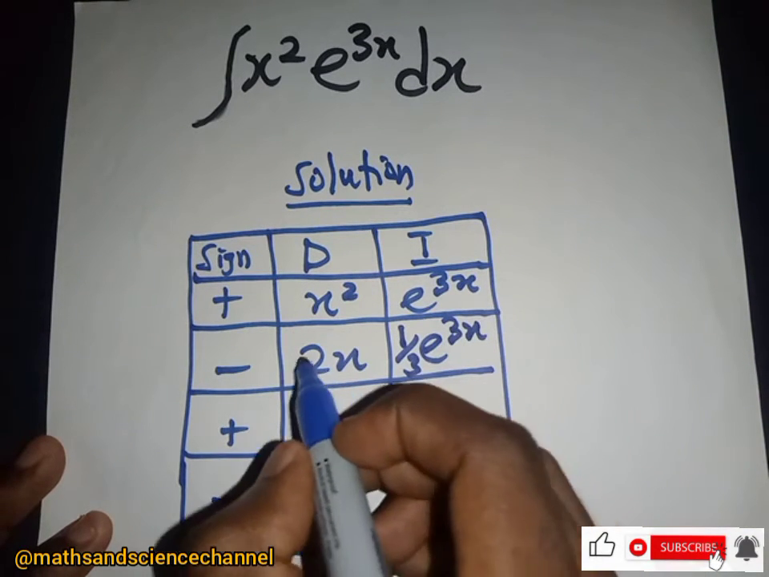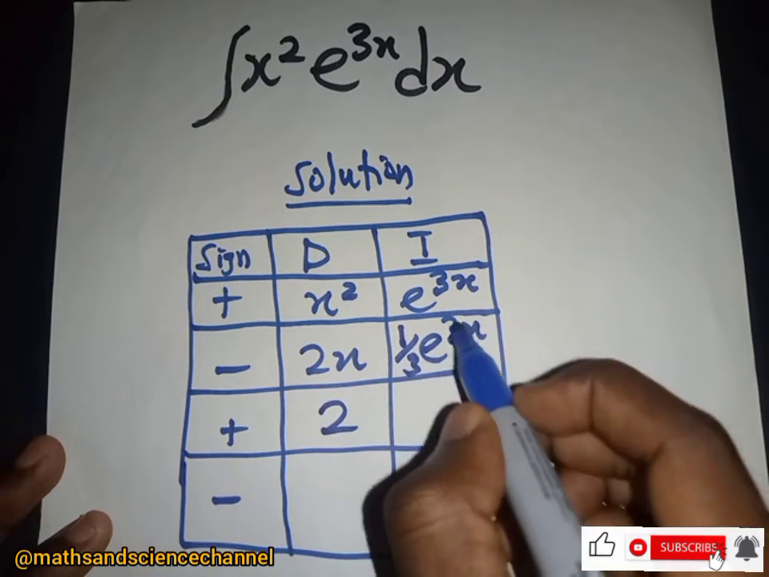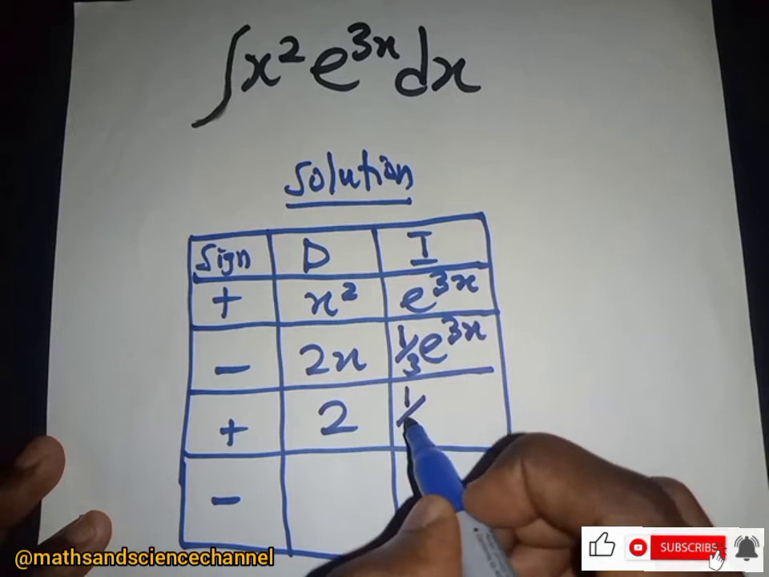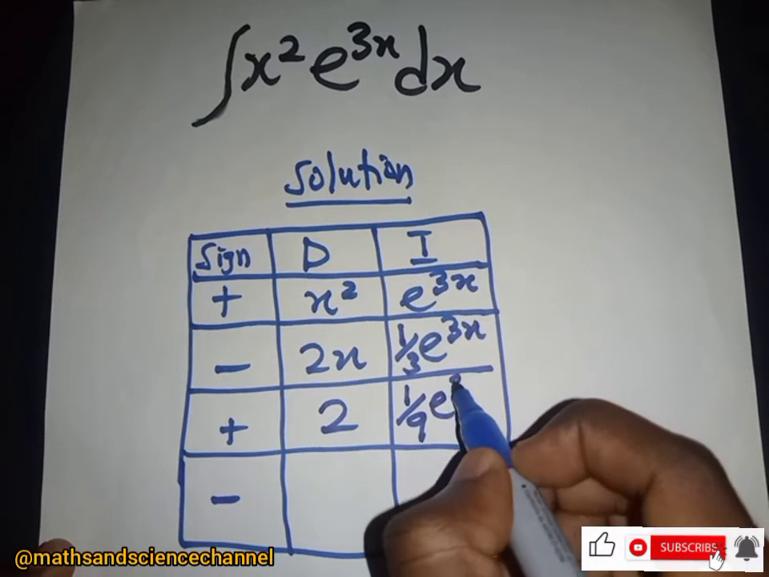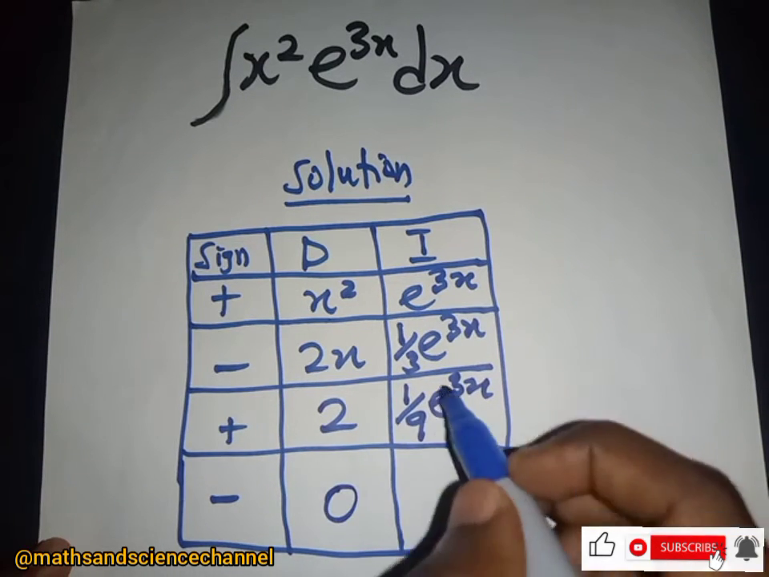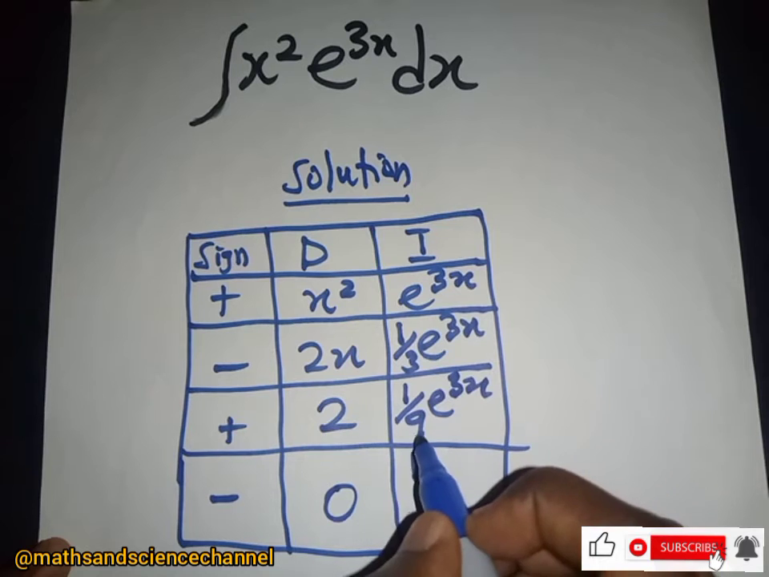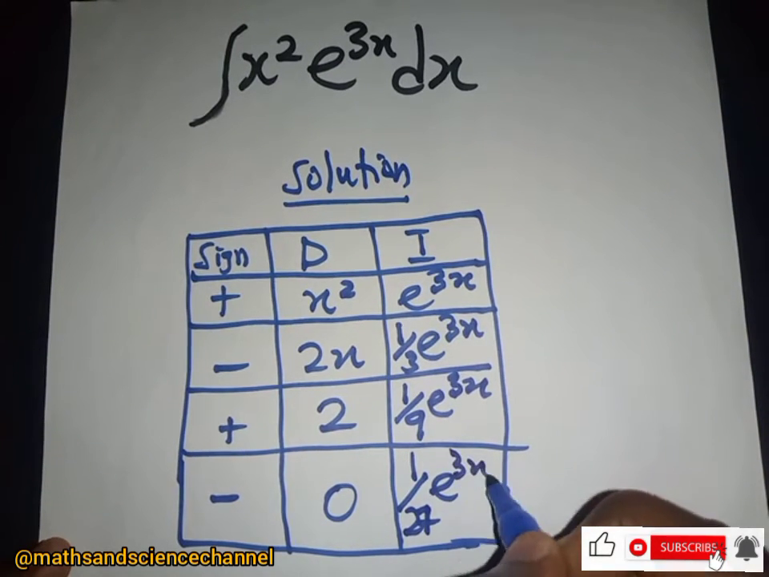Right, now we differentiate this, we have 2. We integrate this, we drop it again, so we have 1 over 9, then e exponent 3x here. We differentiate this, we have 0, and we integrate this, the 3 drops to multiply the 9, which is 1 over 27 e exponent 3x here.